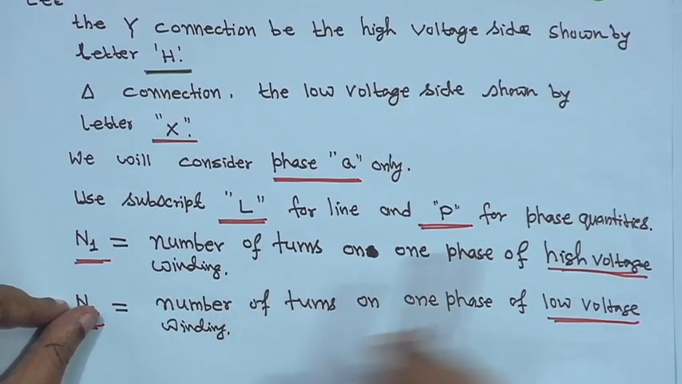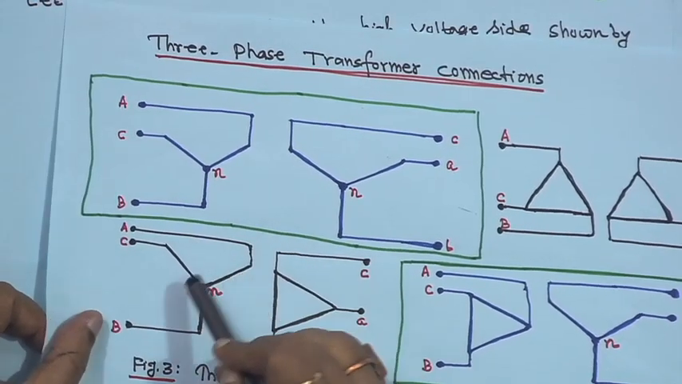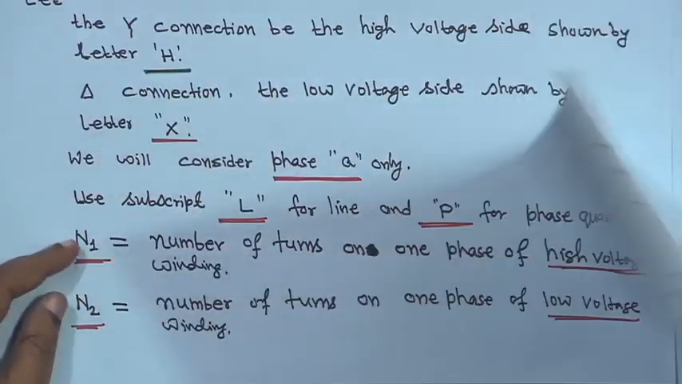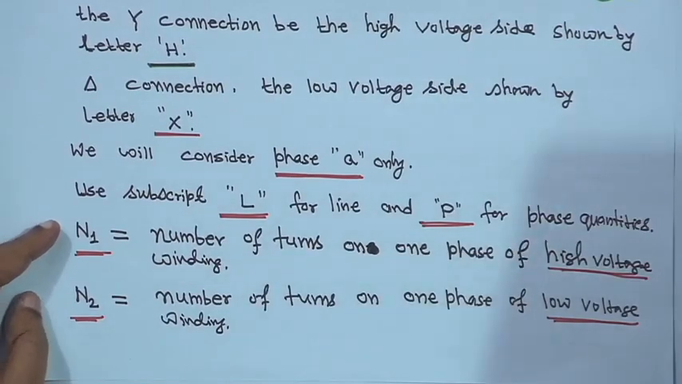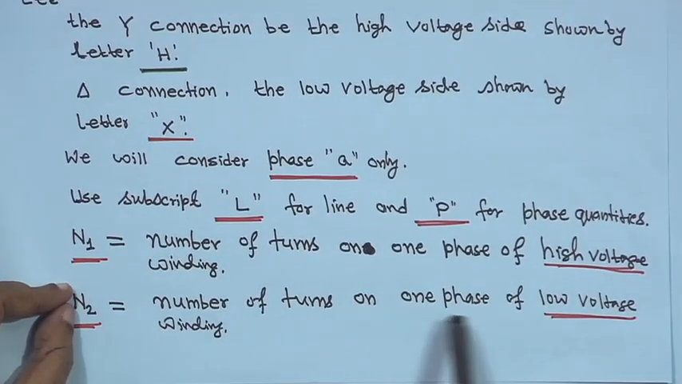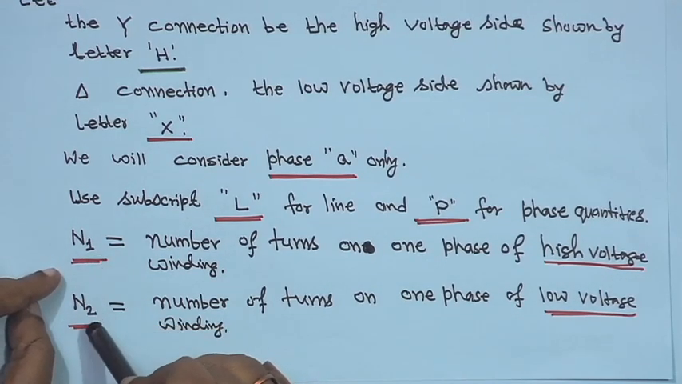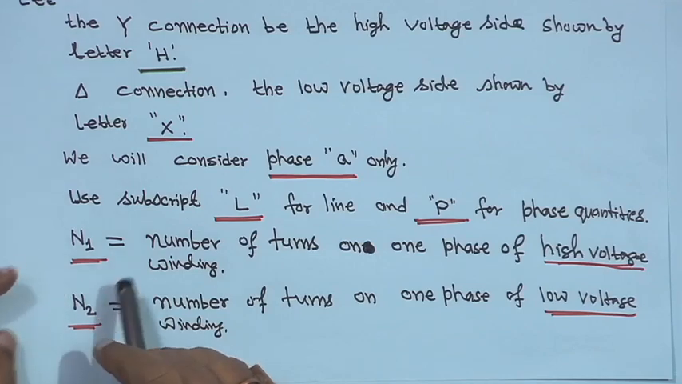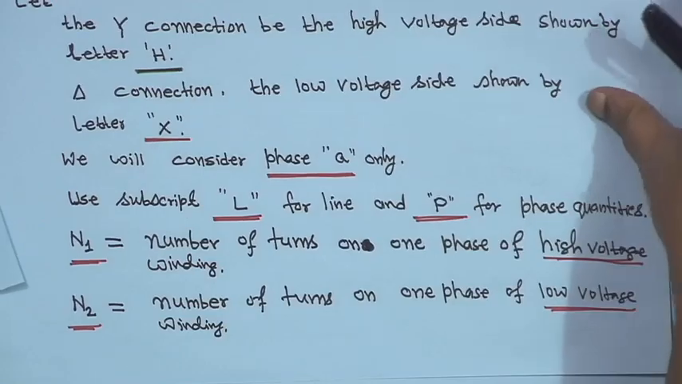So it is the number of turns in either the A to N, B to N or C to N winding on the star side, and for the delta side it is either AB, BC or CA. So N1 is the number of turns on one phase of the high voltage winding, and N2 is the number of turns on one phase of the low voltage winding. Instead of NH or NX we are using N1 and N2. Now, you have to understand this little bit here.